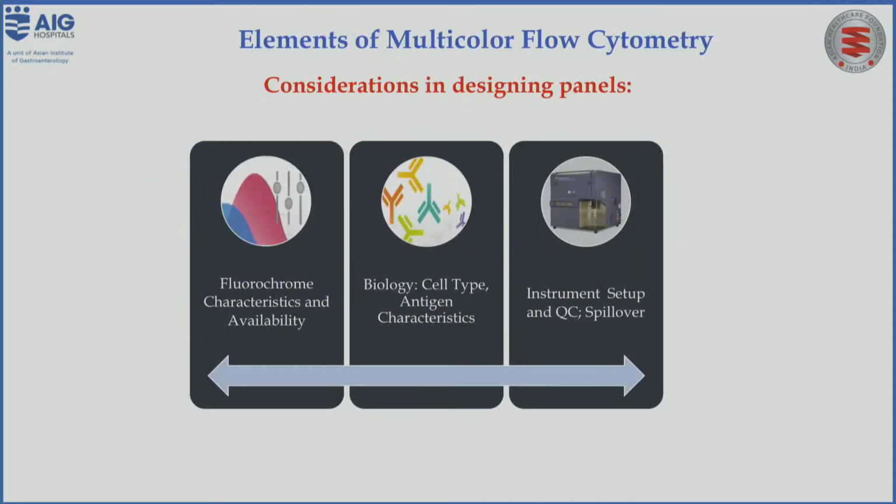So what are the parameters we have to consider before conducting the flow cytometry experiment? Basically, what is the cell type we are going to study? What are the antigen characteristics? Based on this, we have to choose the right fluorochromes which are compatible with the instrument which we are going to analyze. So all are interlinked.